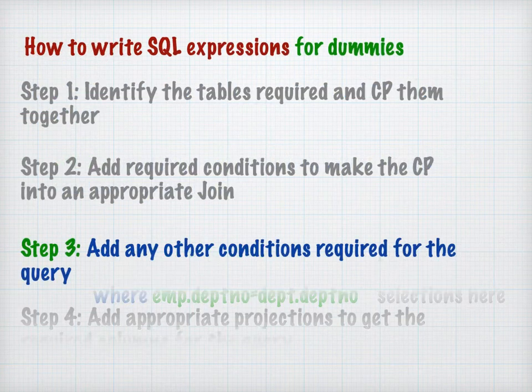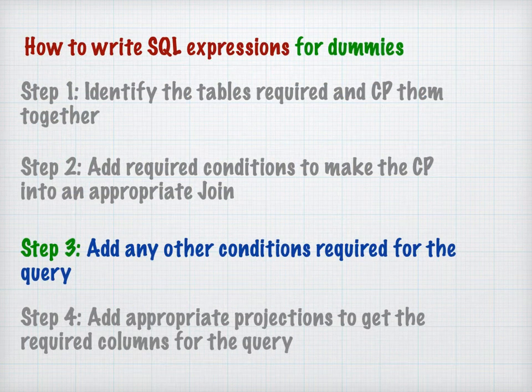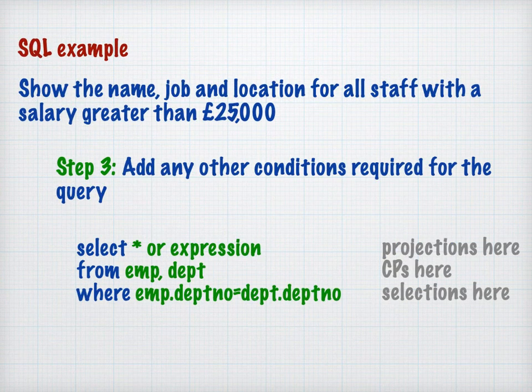Step 3 basically says add any other conditions required for the query. If we go back to the query, there's this bit here that says for all staff with a salary greater than 25,000. So what we're really looking for is some extra test in there, like show all the people who are in department 3, or show people who have got some value greater than this or less than this, or some combination, some test that's going to result in us showing particular rows, only a subset of the rows.